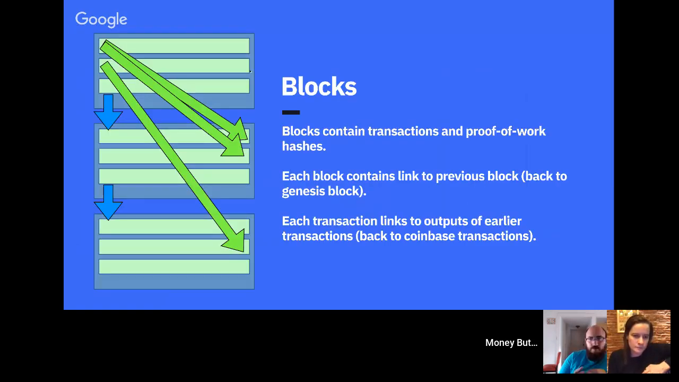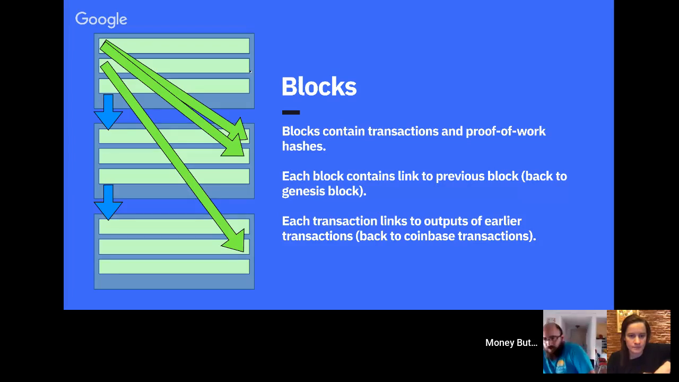Now that we have some idea what a transaction is, blocks are basically just groups of transactions with an additional hash that has proof of work. Each block links to the previous block, and each transaction links to earlier transactions. That gives you a high-level overview of the structure of the blockchain. It's a blockchain because it's a chain of blocks. Each block links to the previous one. And the transactions actually have their own chains.